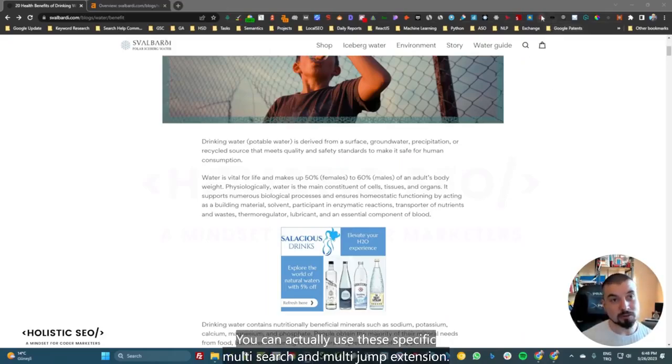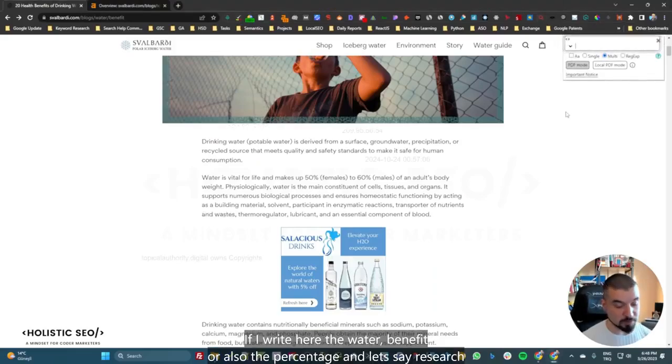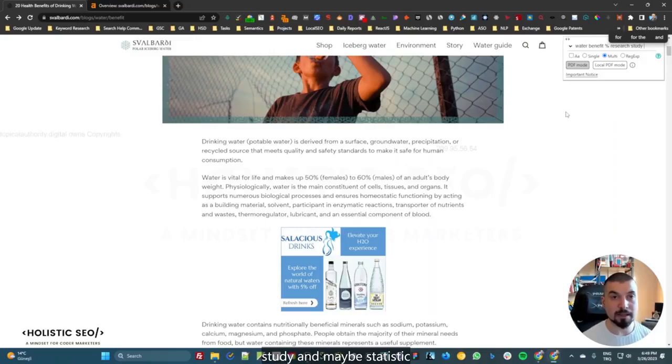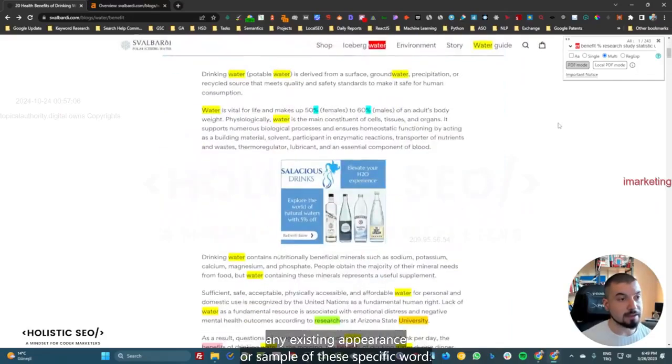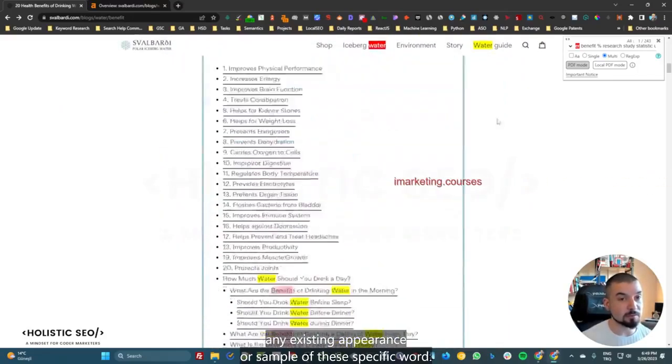And to be able to do that, you can actually use this specific multi-search and multi-jump extension. If I write here voter, benefit, or also percentage, and let's say research, study, and maybe statistic, and some others as well, we can maybe use the word university as well. And if I press enter directly, we will see any existing appearance or sample of these specific words.